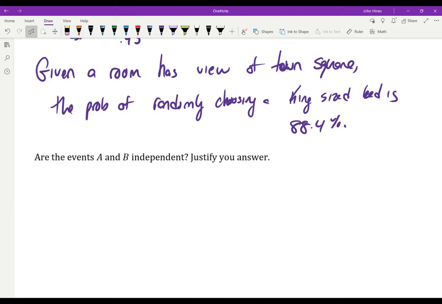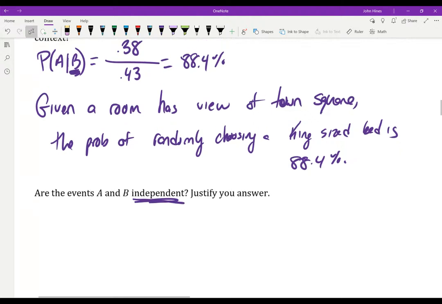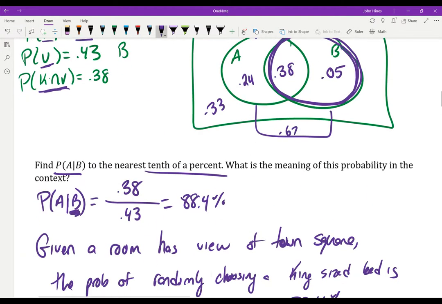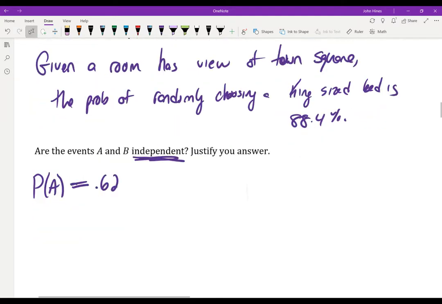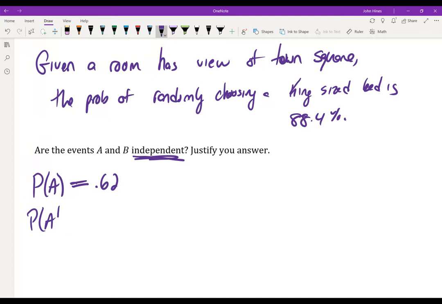Are the events A and B independent? Does knowing one occurred affect the probability? Let's look at this. The probability of A, the king-size bed, is 62%. There's a 62% chance I pick a room with a king-size bed. But the probability of a king-size bed given it has a view was 0.884. These are not equal, so they are not independent.